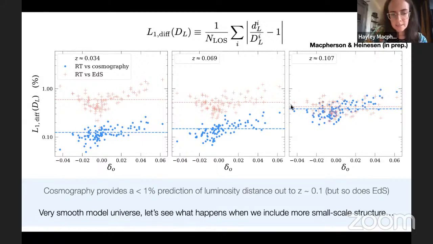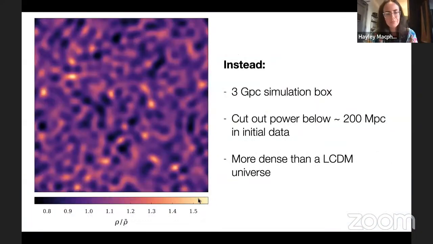But as I said, this model universe is extremely smooth. And so it's really nothing like the universe that we actually live in. We really have a lot more small scale structure influencing the evolution of these geodesics. And so now we want to see what happens if we include more small scale structure.